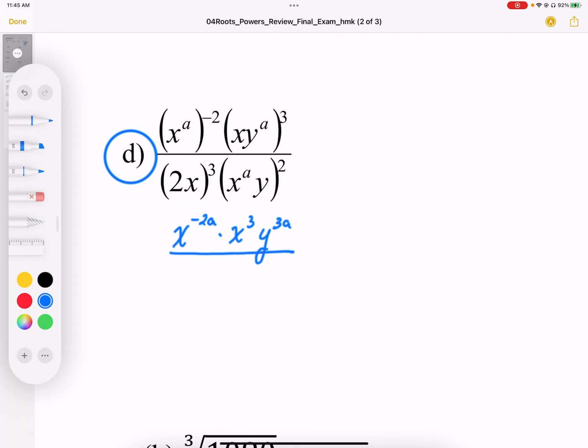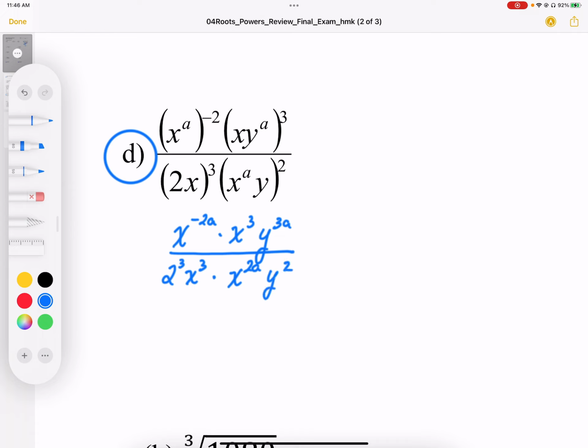In the denominator, we're going to end up with 2 to the power 3, x to the power 3. Don't forget that both multiplying pieces, or both factors, get that exponent. Times, we have x to the power a, but we have 2 groups of them. We have a x's, and we have 2 groups of those, which means we're going to multiply those together. So a times 2 is 2a, and then we end up with y squared.